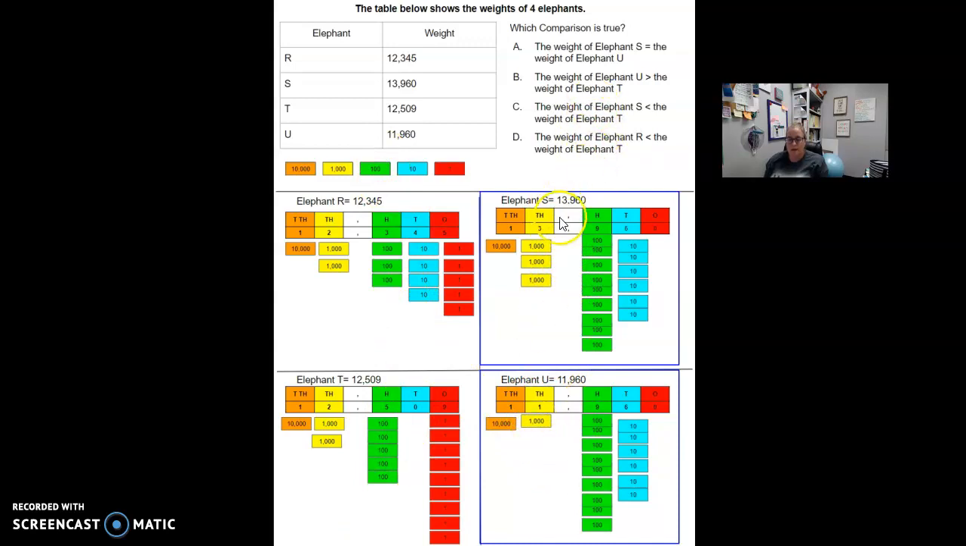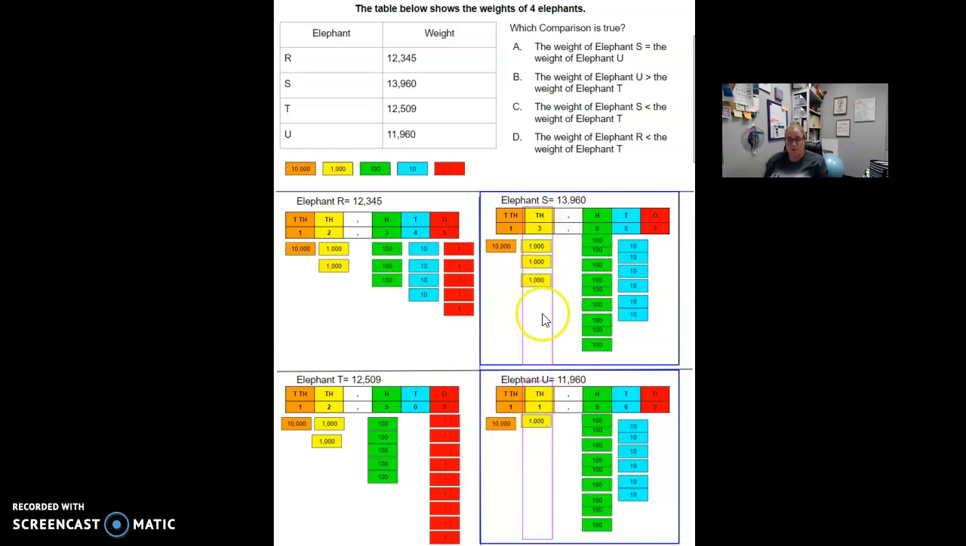And I have to start by comparing the greatest place value. So when I do that, I'm going to compare my 10,000s place. Well, elephant S has 10,000 and elephant U has 10,000. They both have 1 ten-thousand, which is great, except that doesn't really help me compare. So I'm going to move to the next place value. When I move to my thousands place, I'm able to see that elephant S has 3,000 and that elephant U has 1,000. Well, that does help me.